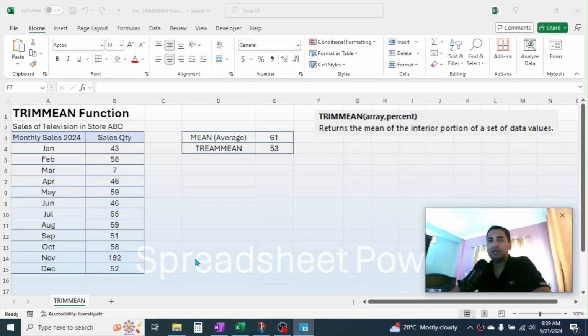Today we are going to learn how to use the TRIMMEAN function. The TRIMMEAN function is used for calculating the mean of the interior portion of a set of data values. First of all, let's understand what is given in the data.